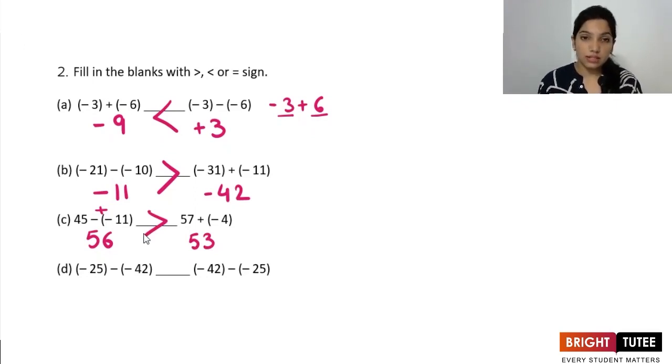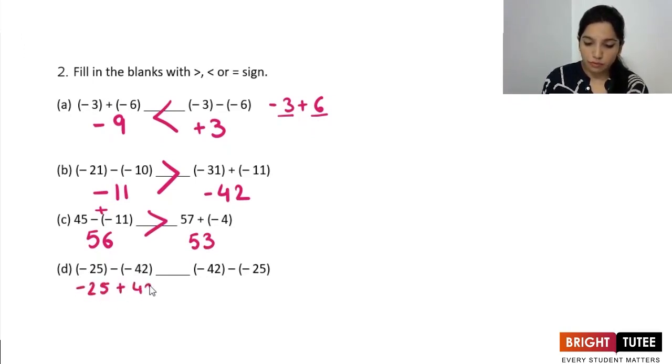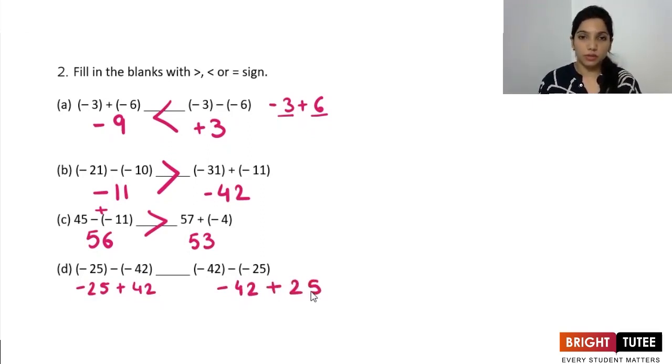Coming to the last part, D. Here it's minus 25 minus minus 42. So minus 25, and this becomes a plus of 42. Is that right? On the other side, what do we have? We have minus 42, and minus minus becomes plus 25. I hope you are clear with this, why we are writing this.